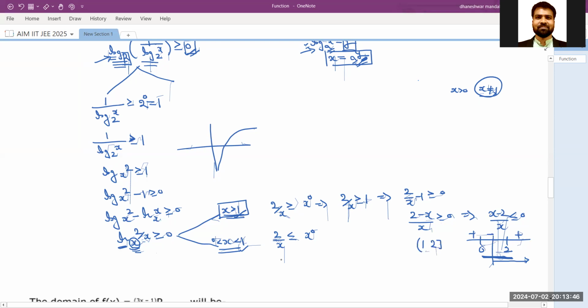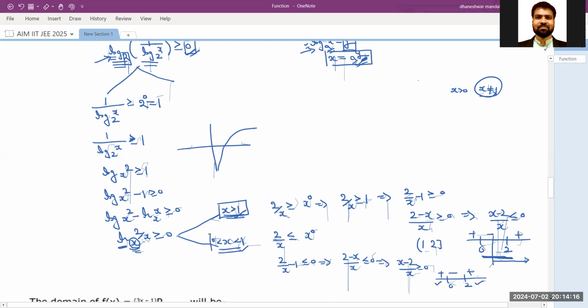Similarly, if I solve this term, 2 by x minus 1 is there. So from here, (2 minus x) by x is less than or equal to 0. Just make the coefficient of x positive, so multiply this term with a minus sign. And from here, you find 0 and 2. Plus sign is there, minus sign is there, plus sign is there. So one region is this one and the other region is this one.